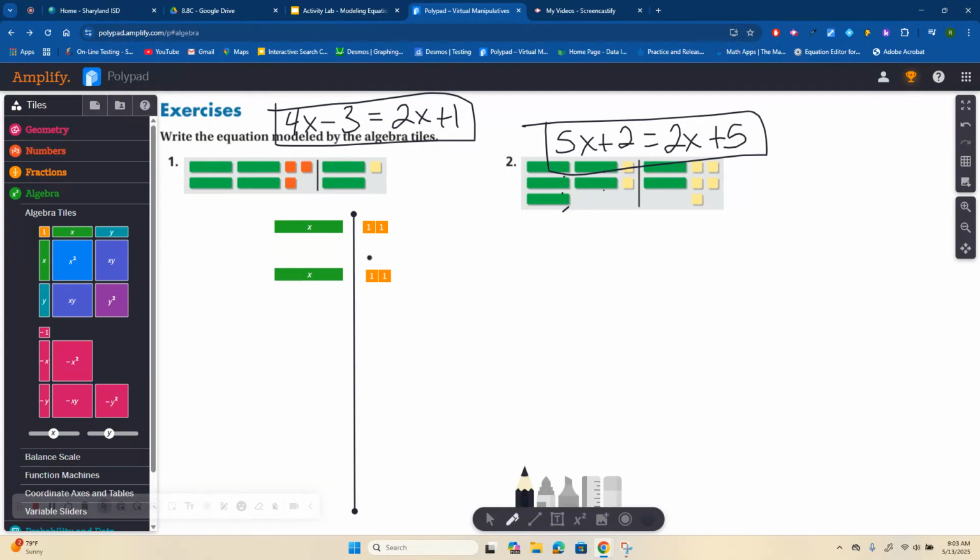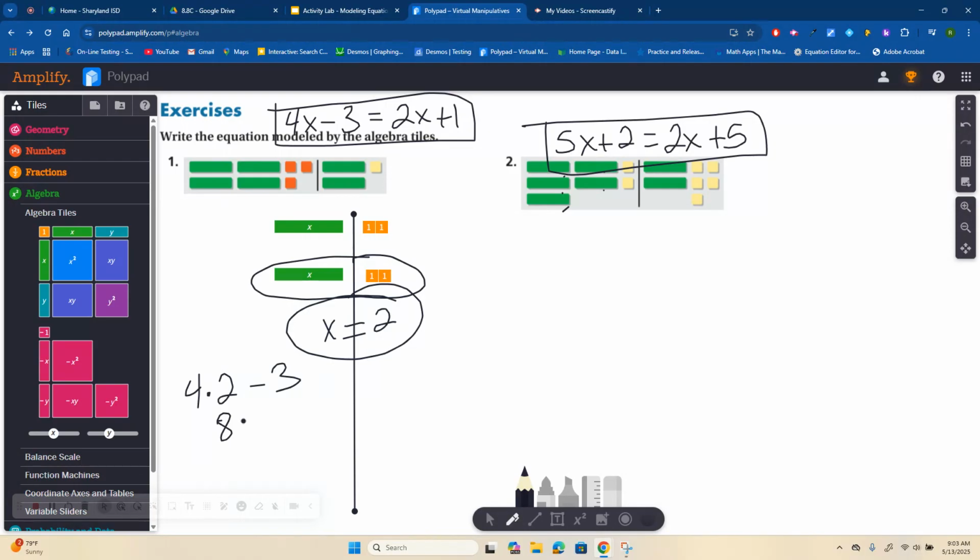I'm not going to do the picture or the abstract in this one because I want to model a strip diagram over here. We've got plenty of other examples coming up in a little bit where you get to see that. So x equals 2. 4 times 2 minus 3 is 8 minus 3 is 5. Over here, 2 times 2 plus 1, so that's 4 plus 1, I get 5. So that is true. It works out for this one.